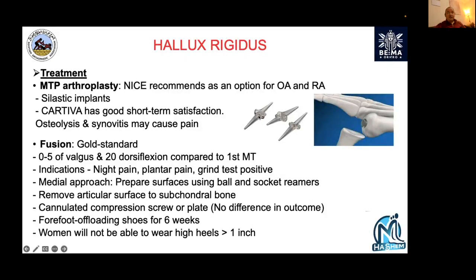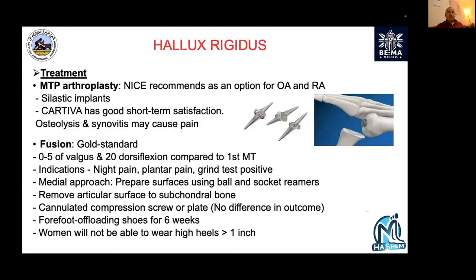But nowadays we have the Stylocept implant, and this implant is doing very well. That's why NICE started to recommend it as an option for treatment in osteoarthritis and rheumatoid arthritis. It was, again, an old reputation that the implant caused severe synovitis. To be honest, the patients we're doing the new implant in at the moment are doing well, and it's a very good and valid option for hallux rigidus treatment. Still, osteolysis can happen. Still, synovitis can happen, yes, but it's not that bad an option.